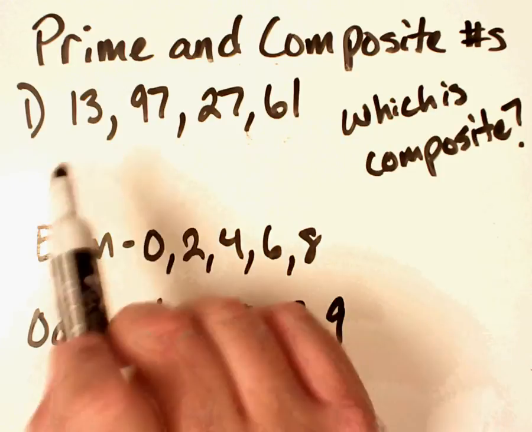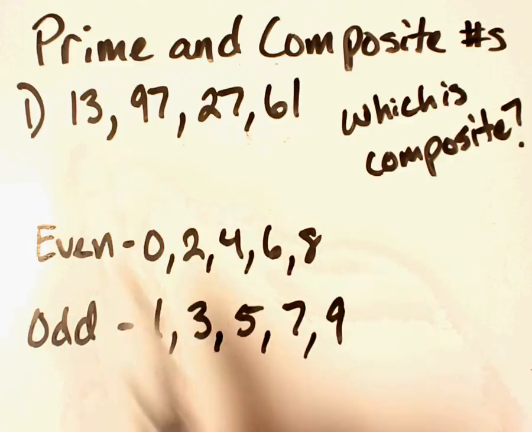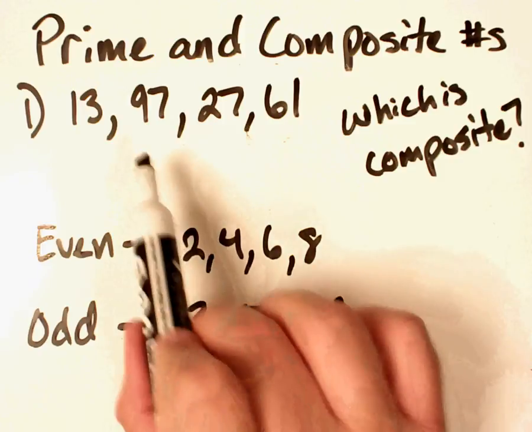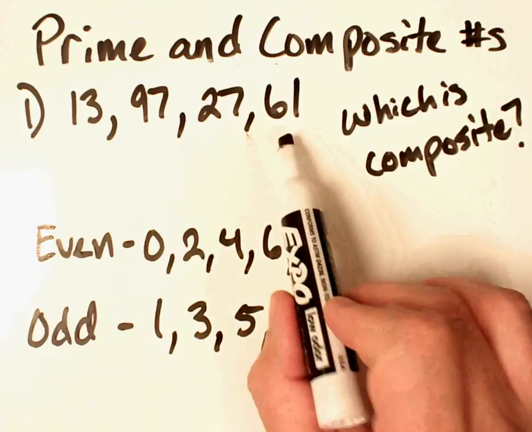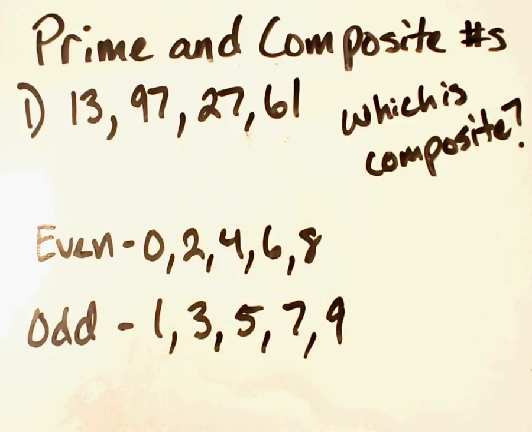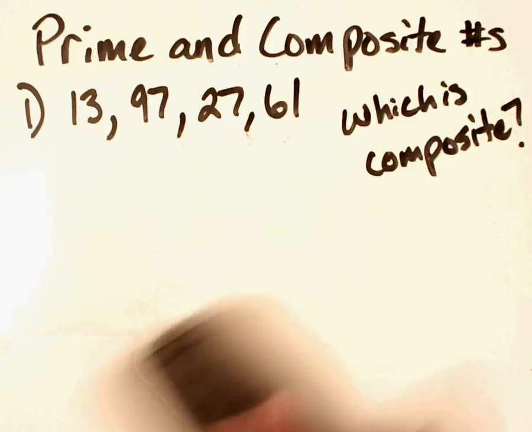So looking at my number set here, I've got 13, well that's an odd number because it ends in a 3. 97, that's an odd number because it ends in a 7. 27, that's an odd number because it ends in a 7. And 61, that's an odd number because it ends in a 1. So that particular check won't work. That doesn't help me one way or the other.